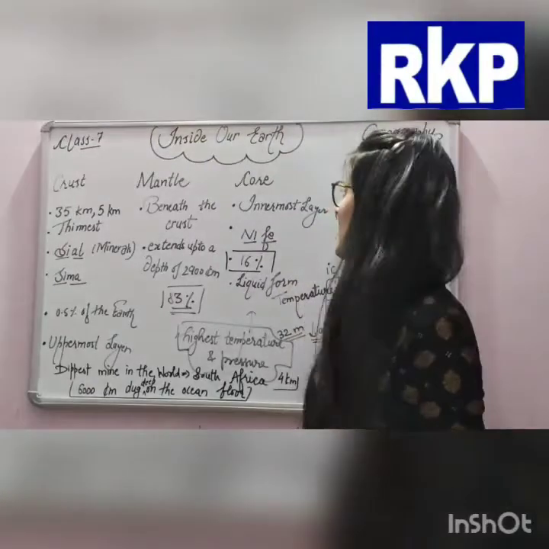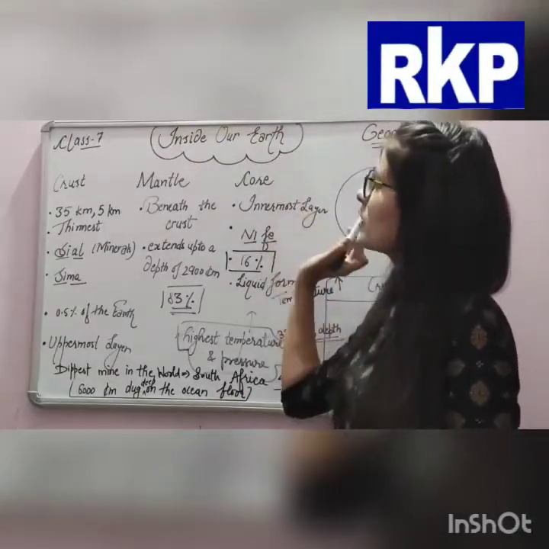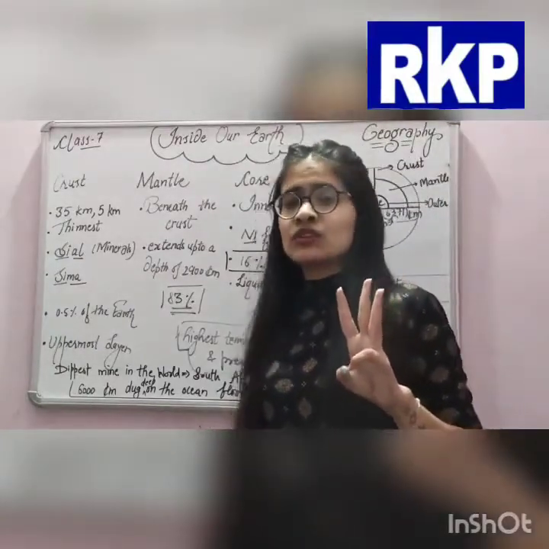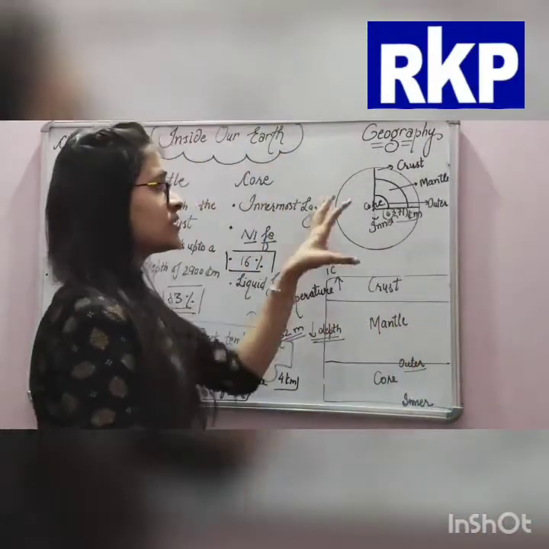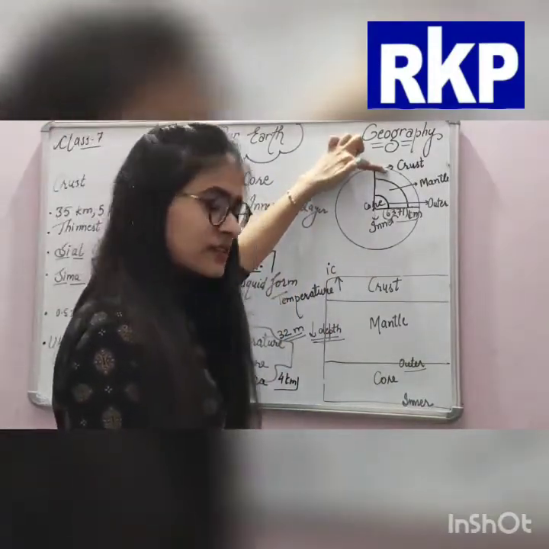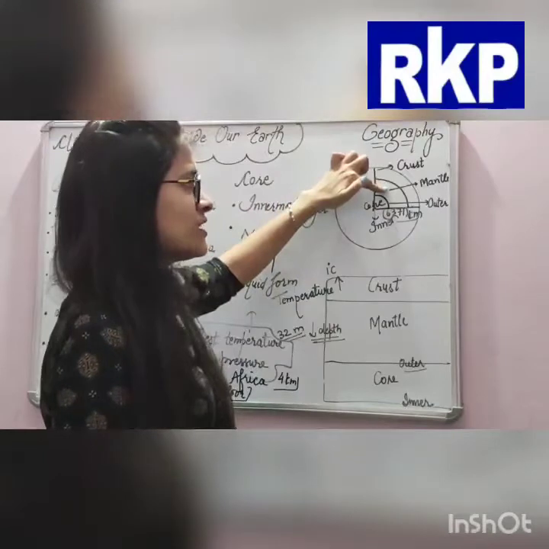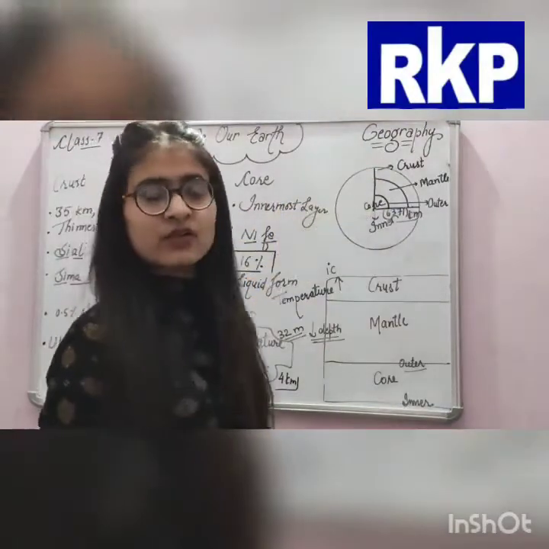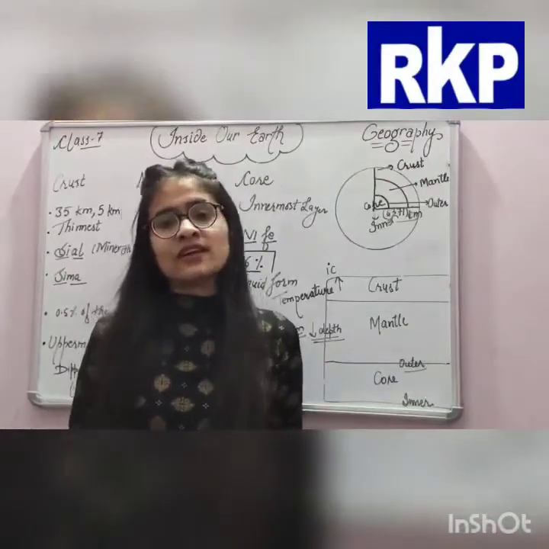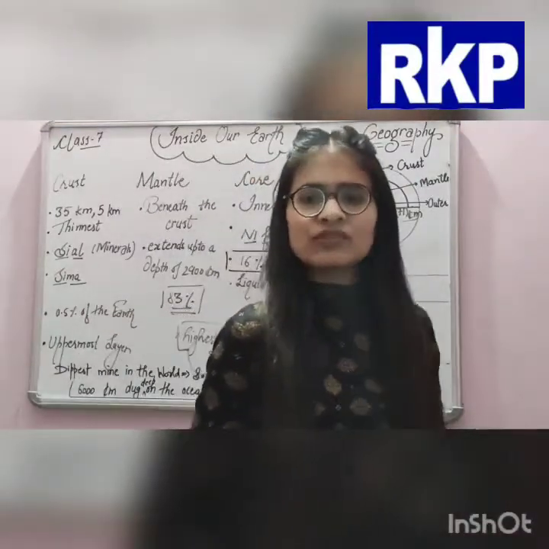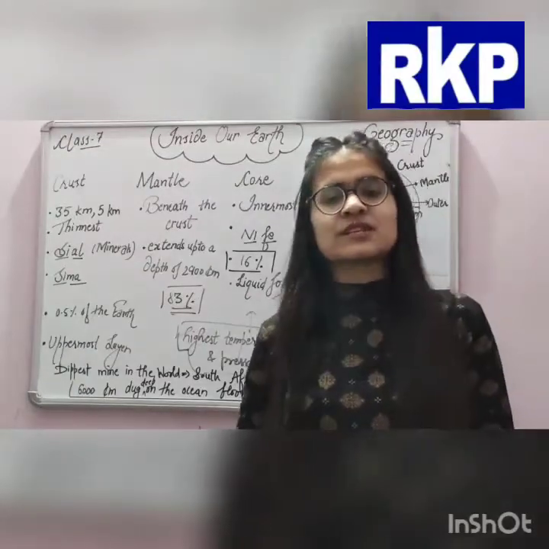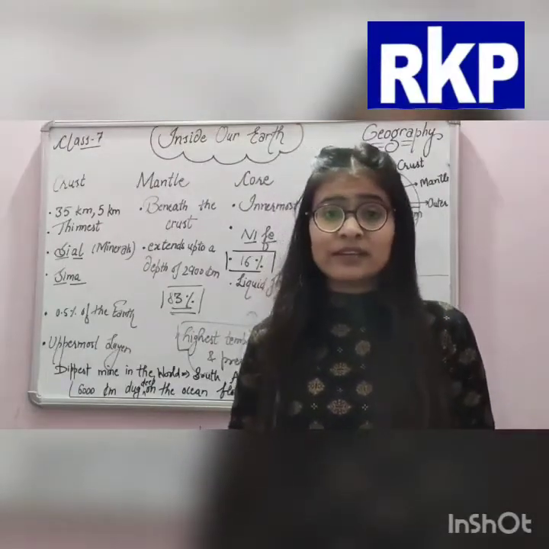So now, there are 3 layers of the earth as well. This is our earth. The first layer of the earth is the crust. The second layer of the earth is the mantle. And the third layer of the earth is the core. So just like an onion, our earth is made up of 3 layers, one inside another. First is crust, second mantle, and third core.